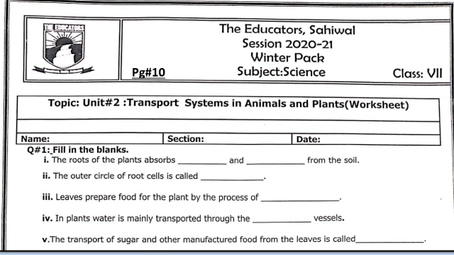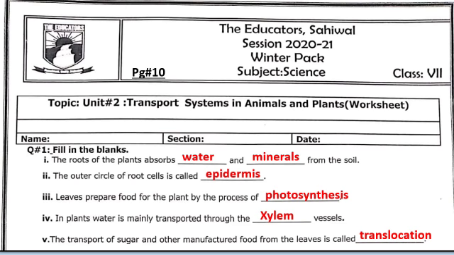Here the question number 1 is, fill in the blanks. The roots of the plants absorb water and minerals from the soil. The outer circle of root cells is called epidermis. The leaves prepare food for the plants by the process of photosynthesis. In plants, water is mainly transported through the xylem vessels. The transport of sugar and other manufactured food from the leaves is called translocation.